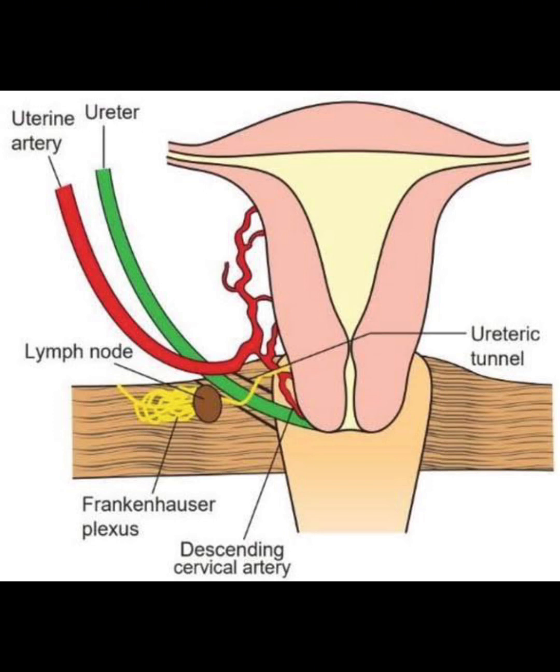This is the commonest site for PUJO, pelvic ureteric junction obstruction, which is the commonest congenital anomaly present at this level. And this part of the ureter is supplied by the renal artery.